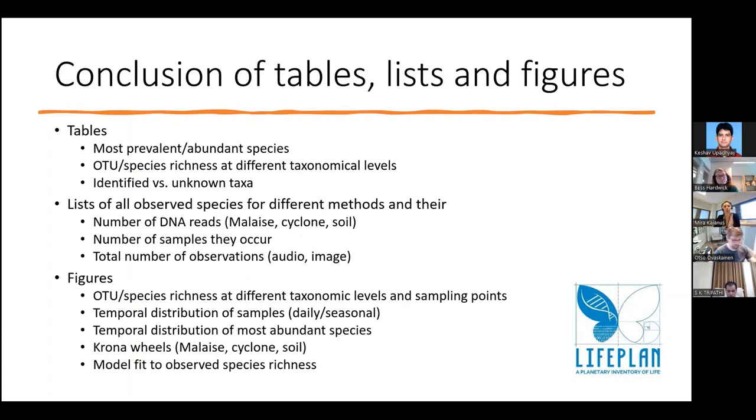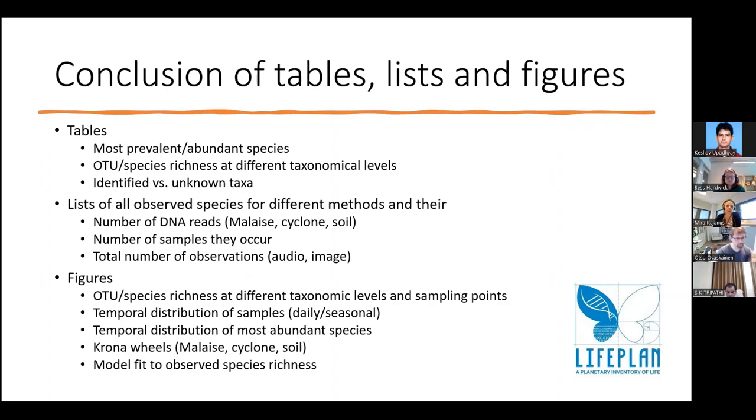Then just a short conclusion of all these that I went through. So in the table so far, I have ideas to show the most prevalent or abundant species, for example, the 10 of these. Also the OTU or species richness, and this can be done at different taxonomical levels depending on the data. And also the amount of identified or unknown taxa within the DNA data.